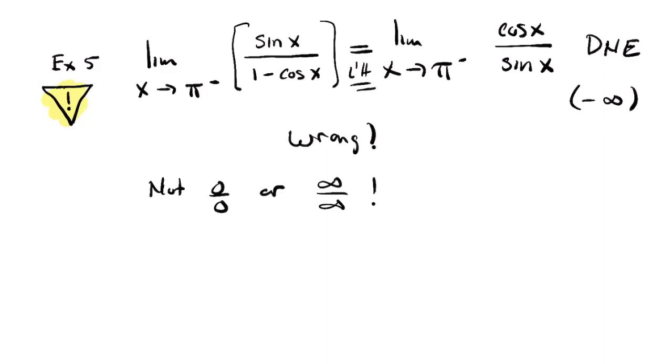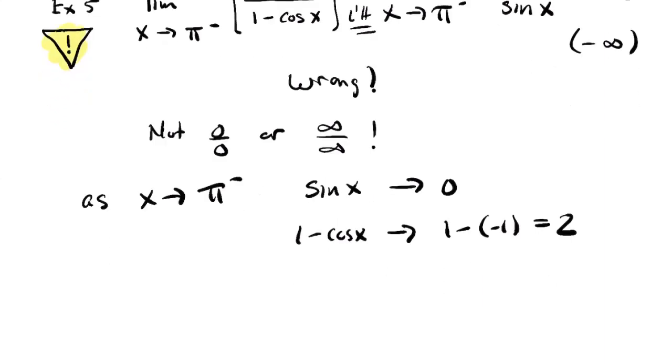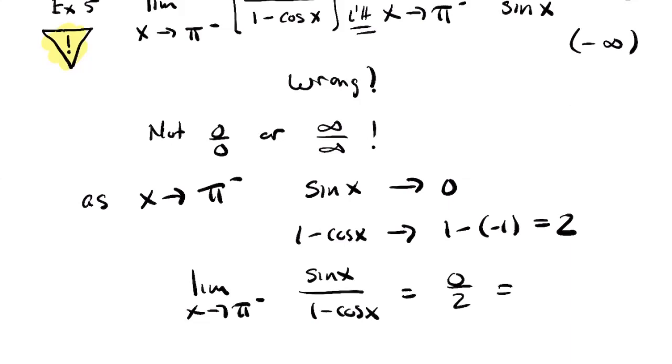Because as x goes to pi from the left, the sine of x is approaching 0. The 1 minus the cosine of x, excuse me, is approaching 1 minus -1. That's 2. So this limit, the limit as x approaches pi from the left of sine x over 1 minus cosine x, is 0 over 2, or 0.